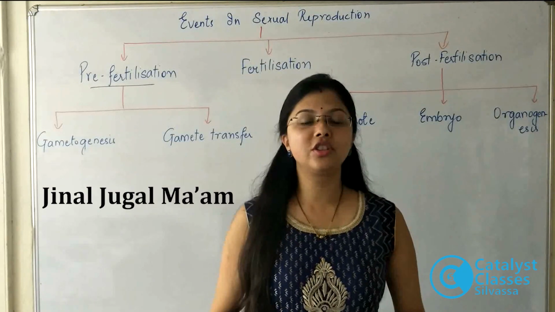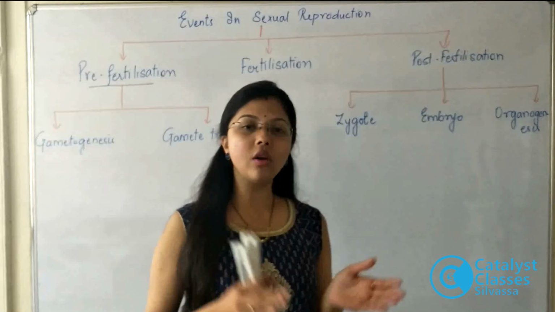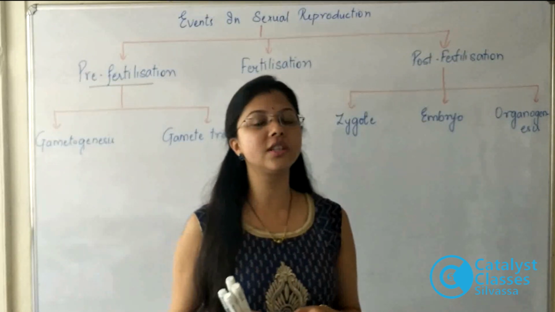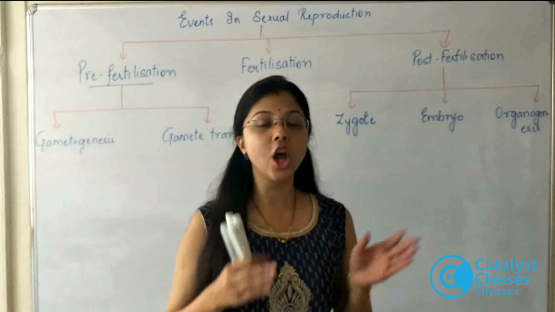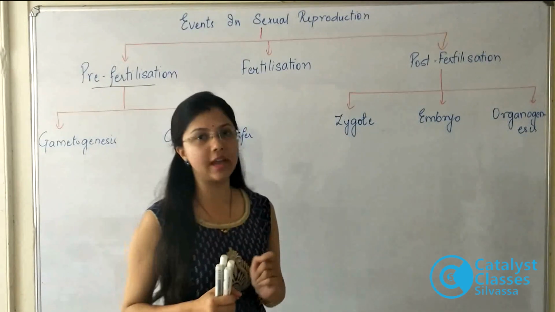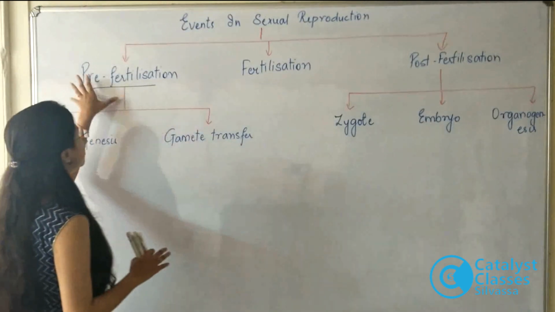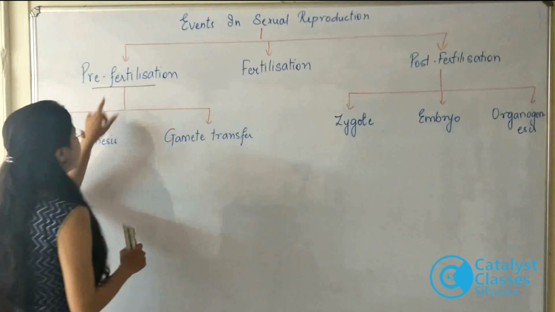Hello. Today we are going to talk about the events that take place during sexual reproduction. Now, you already know that sexual reproduction is a type of process during which two individuals of different sexes come together for the fusion of gametes. Now, this complete act of sexual reproduction is actually divided into three basic events.